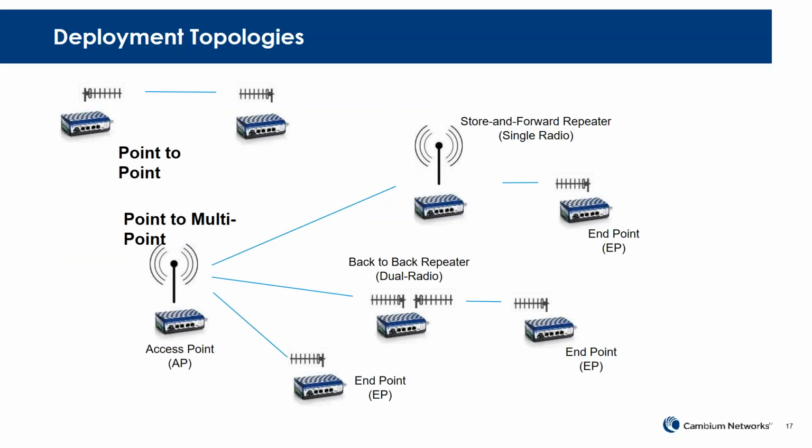Here we're showing the different topologies. You can see the point-to-point in the upper left, point-to-multipoint, and then also the 2 different modes of repeaters, both a store and forward and a back-to-back repeater. So with the same hardware, you can do a lot of different permutations and topologies.